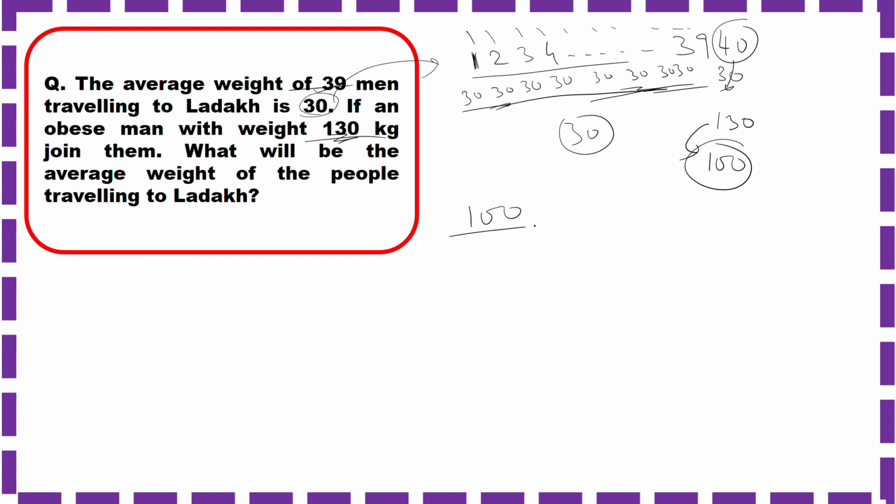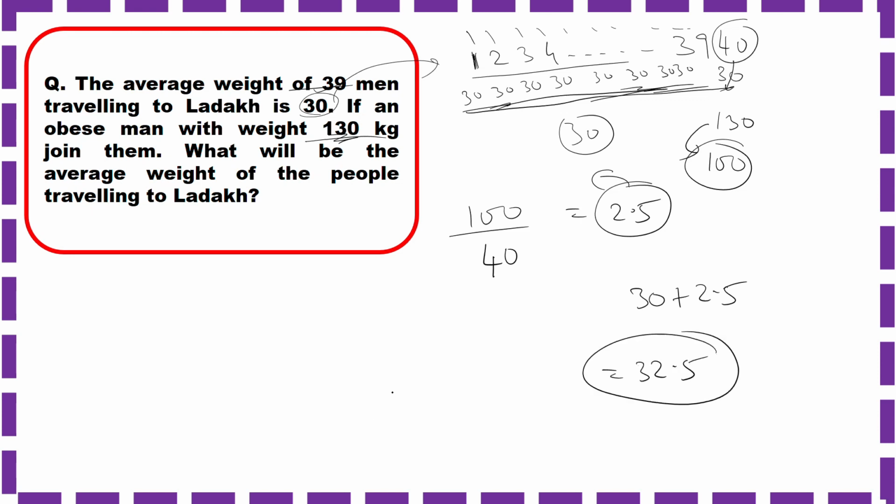So just divide 100 by 40. So 2.5 is the extra age that these 40 men get. Initially 30 was the average, now 2.5 extra, so the new average is 32.5. This is the new average weight of all the people traveling to Ladakh. All the people means including that 130 kilo guy, okay?